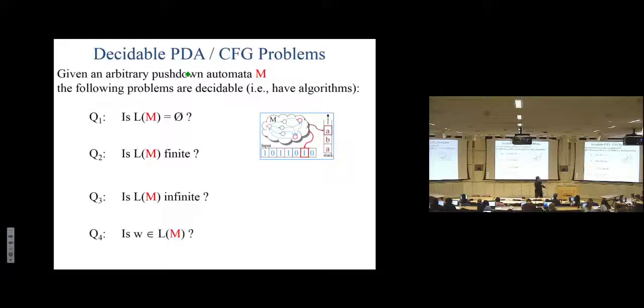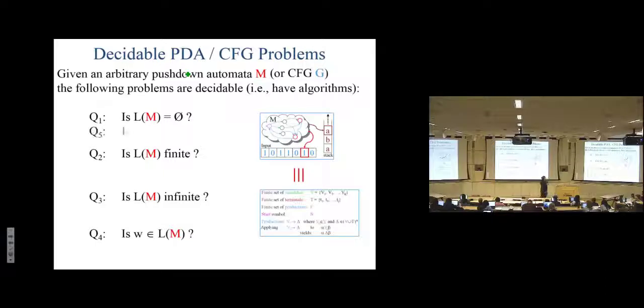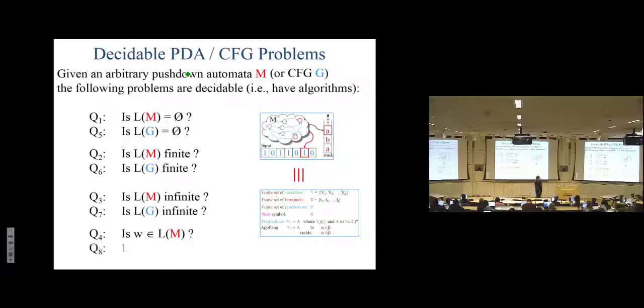Is a particular string an element of the language of a given pushdown automaton? And of course, you can ask the same questions about grammars, because grammars and pushdown automata are equivalent. We already said that. So you can ask the same analogous questions not just about machines, but also about grammars, just like you could ask the same questions about finite automata, but also about regular expressions or regular languages in general.